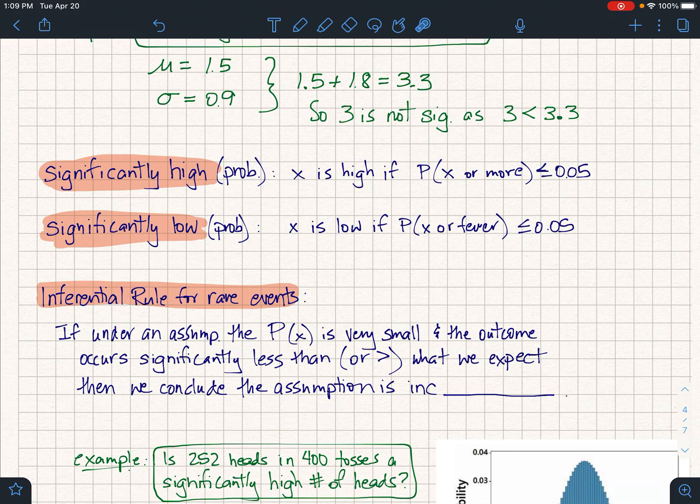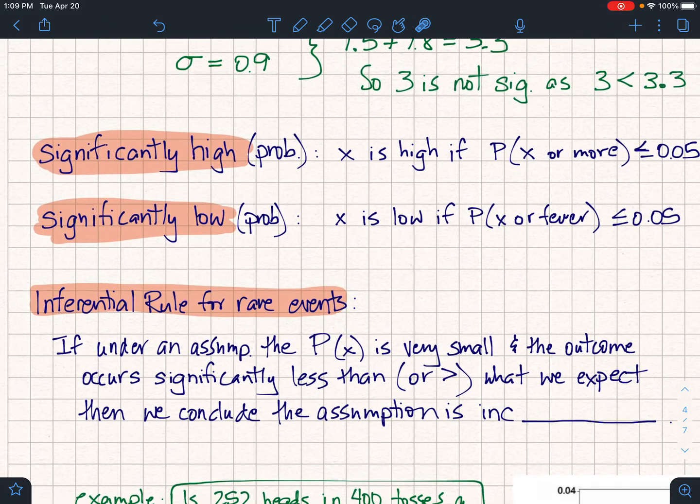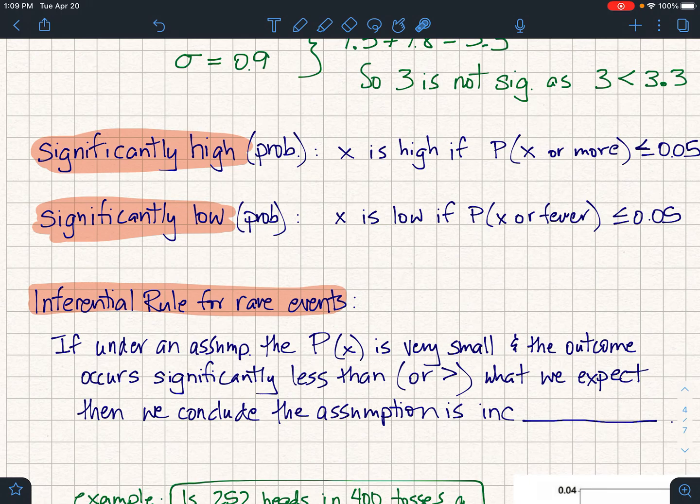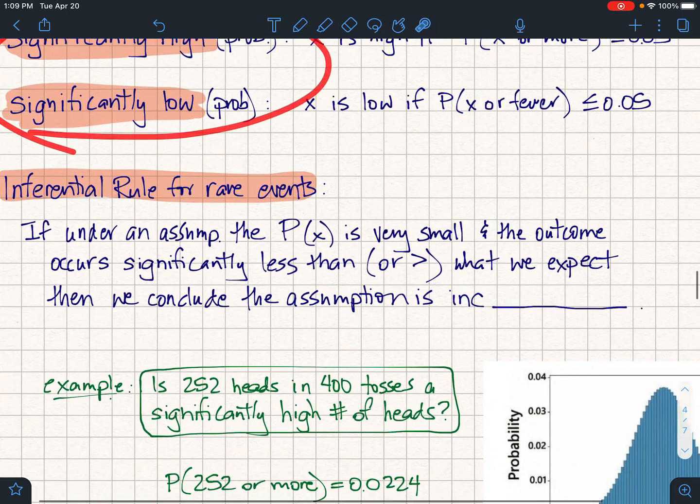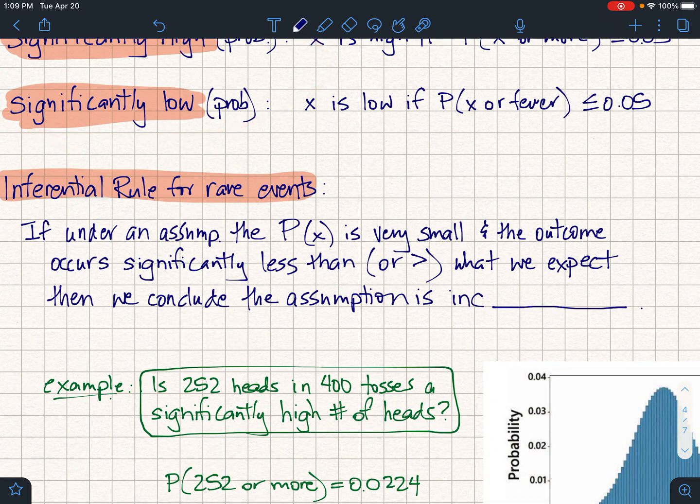Now, this is kind of an important rule because statisticians use this type of rule when we look at claims or data items, all right? So if you're under an assumption that P of X is very small and the outcome occurs significantly less than or greater than what we expect, okay? So we're either under, one of these two or we're over here, right? Then we conclude that the assumption is incorrect.